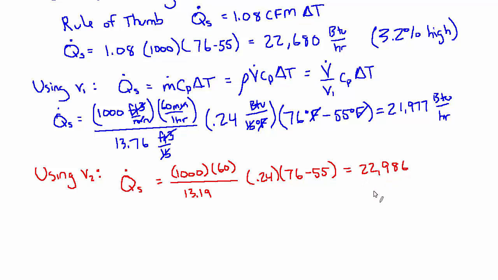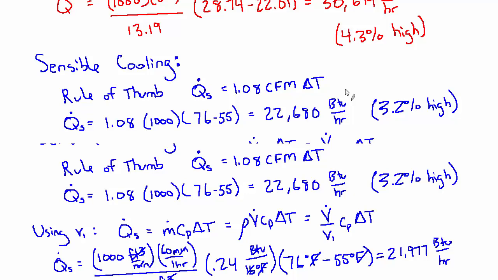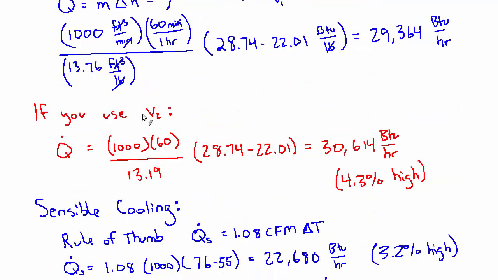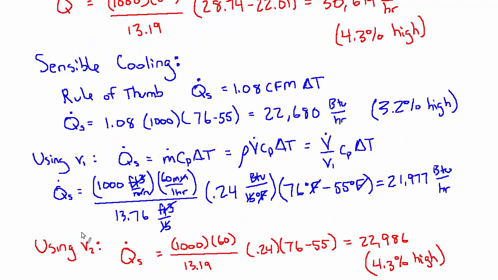22,986 is 4.3% higher than the correct answer, 21,977. And that's not surprising because when we did the total cooling, V2 caused us to be 4.3% high. And now we're doing the sensible cooling, and V2 again has caused us to be 4.3% high because the error is entirely driven by the specific volume.